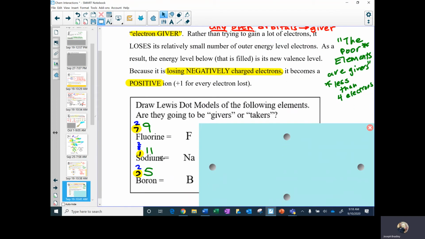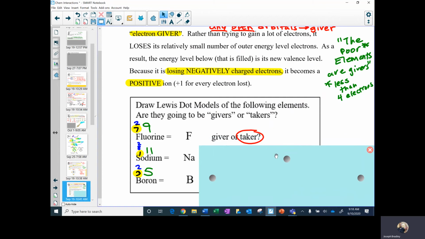So looking at these, you should be able to determine whether or not they would become givers or takers. So fluorine, strongly electronegative, it's definitely going to be a taker. So it's going to take one electron. Sodium has one electron in its outer ring. It's going to give that away.